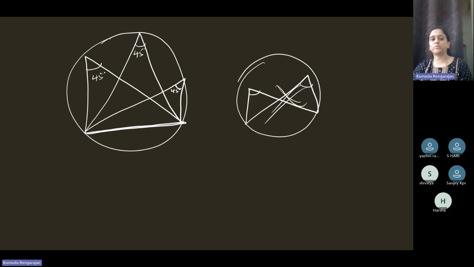So we say angles in the same segment of a circle are equal. Same segment because, see, with respect to this chord, this is the major segment. Above the chord here is the major segment, and all the angles are in the same segment, the major segment. So those angles are equal.